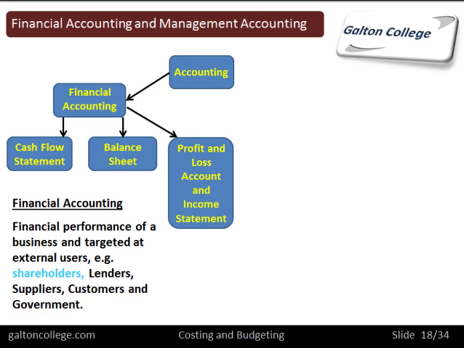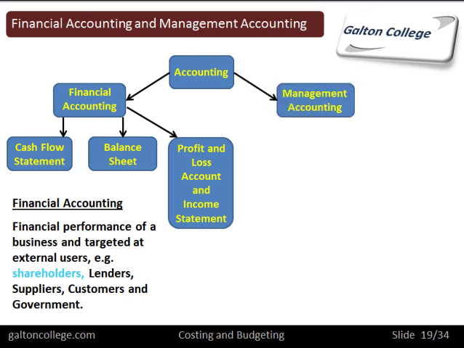It covers the financial performance of a business and is targeted at external users, for example, shareholders, lenders, suppliers, customers, and the government. Shareholders is highlighted there because shareholders are, of course, particularly important. The reason why they're in the business in the first place is to get a return on their investment, presumably.